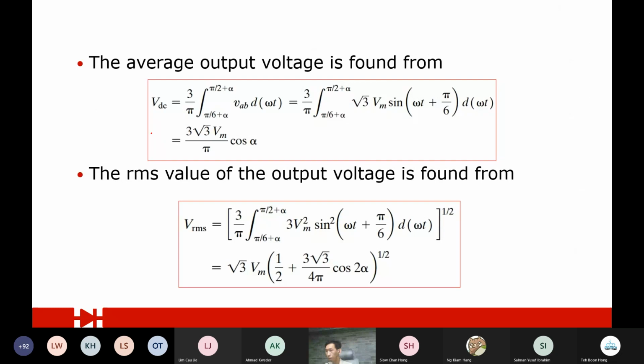Again, there are some basic equations that you need to know to calculate the average output voltage, which is VDC. It is 3 square root of 3 Vm divided by pi, of course it's 3 phase, and then the firing angle. For the RMS, it is much more complicated. The only thing that will change is actually the alpha. The rest of it is a fixed value. Of course, Vm depends on the magnitude of the input. Only these two are the variables, and the rest is fixed.